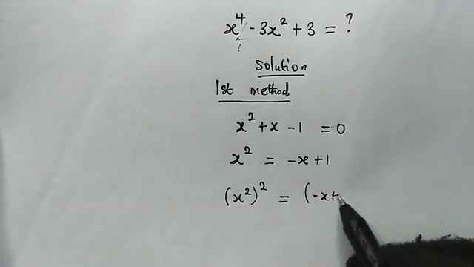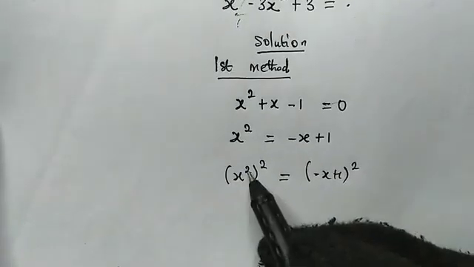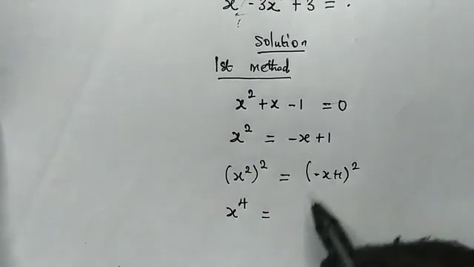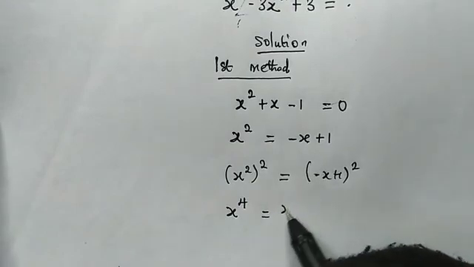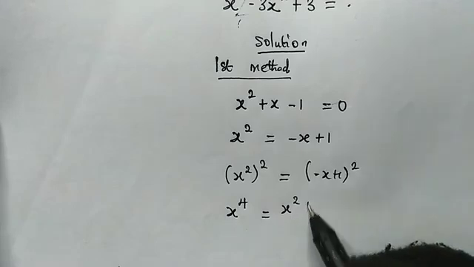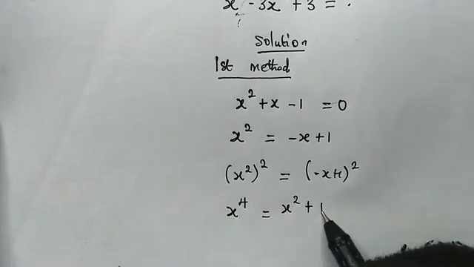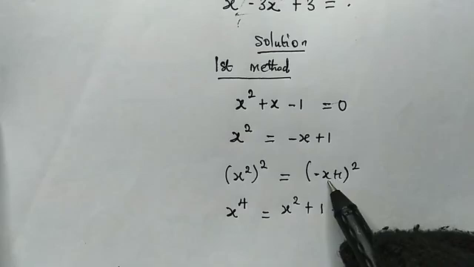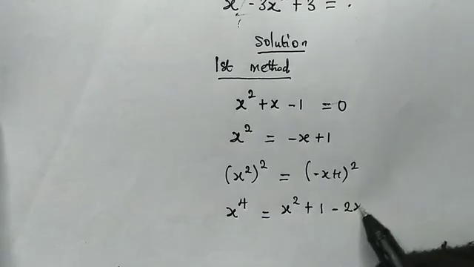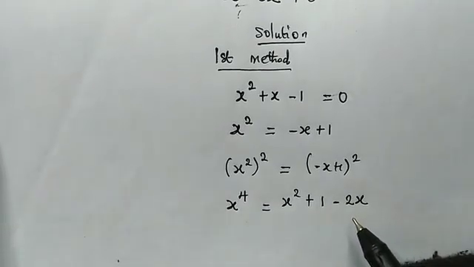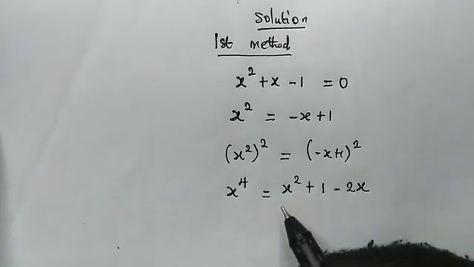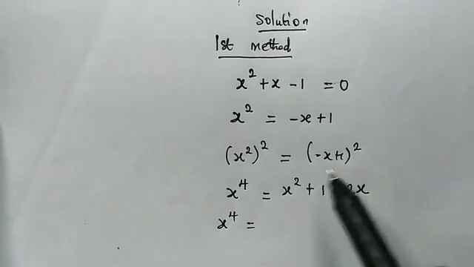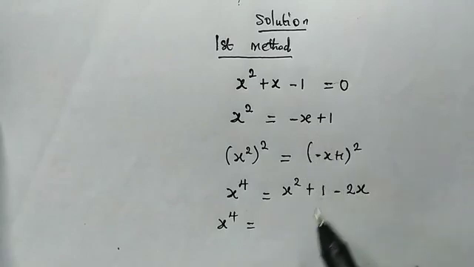So we have negative x plus 1 squared. So we have 2 times 2 here is 4, so this will be x to the power of 4, which should be equal to, here negative x squared is x squared, then plus 1 squared is 1, then we have here minus 2 times x times 1, which is 2x, right? Okay, so from here, we have x to the power of 4 is equal to x squared. Let's replace with negative x plus 1, right?